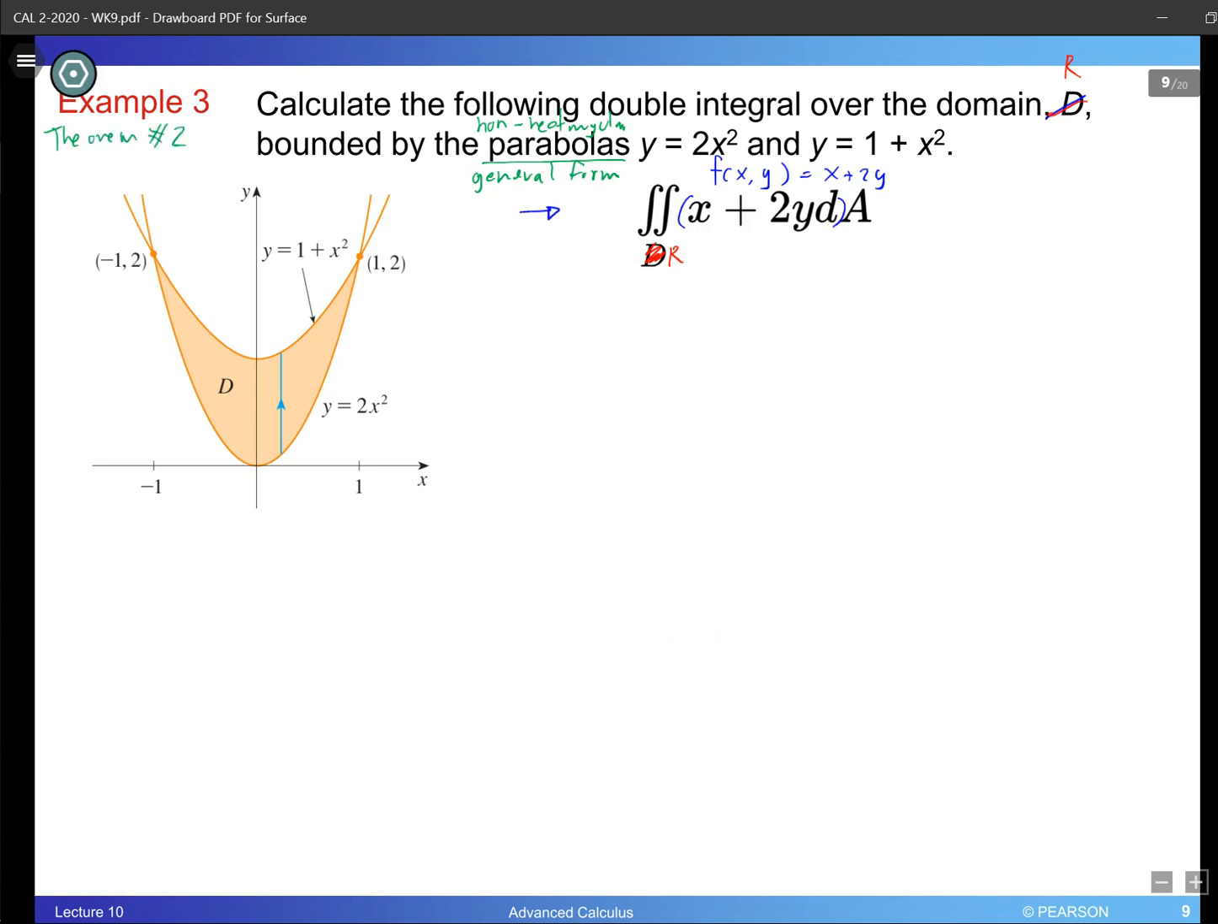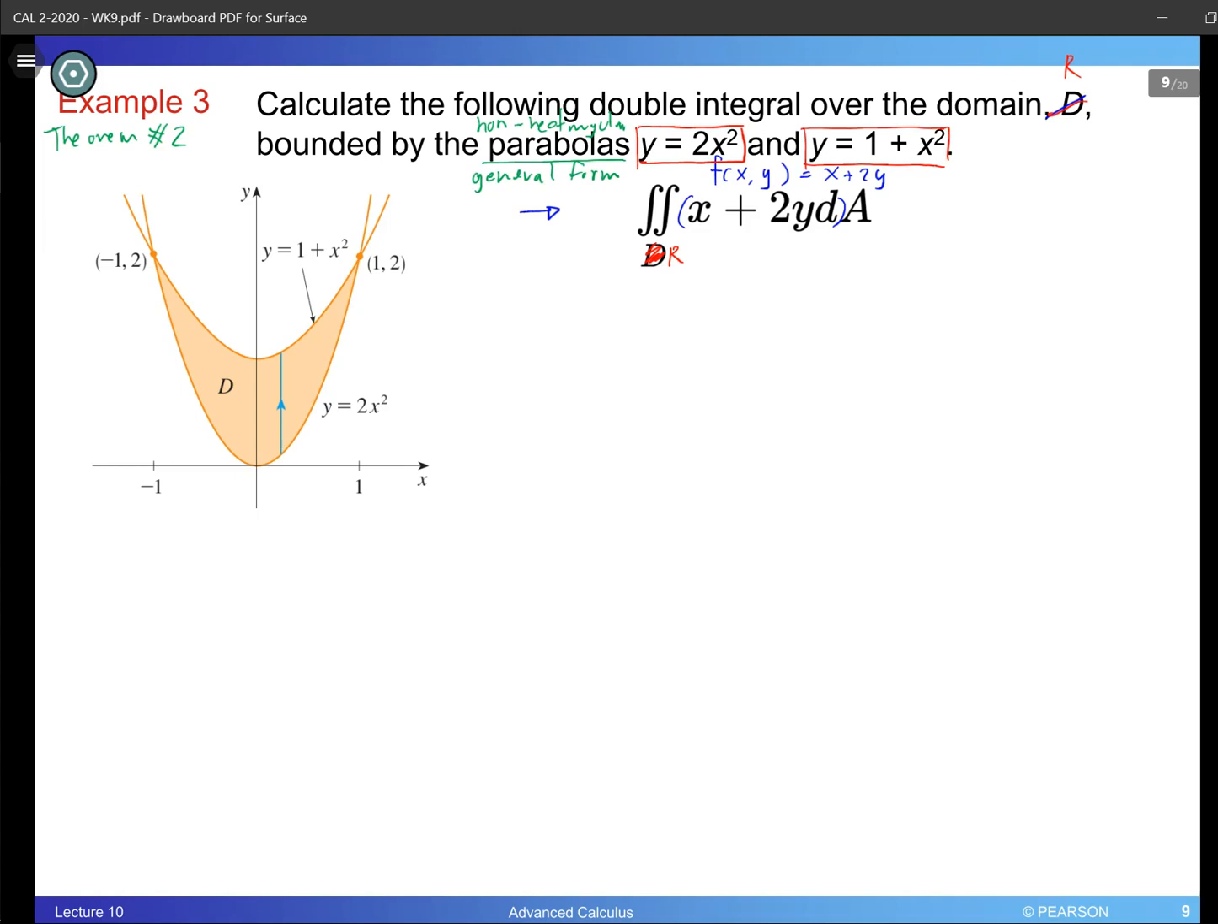Okay, let's take a look at these two parabolas that we have. The first one is y equal to 2x squared. Now, next one is y equal to 1 plus x squared. And now we are supposed to perform the integration over this region trapped between them. Now, the question is, how do we proceed with this information?